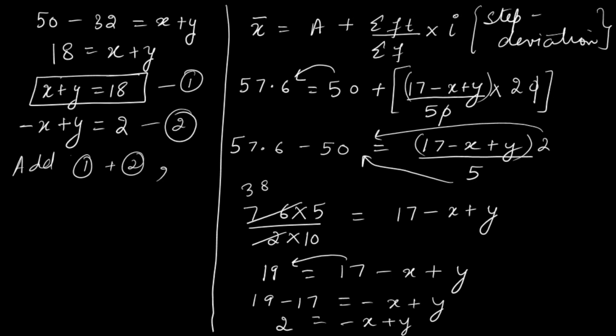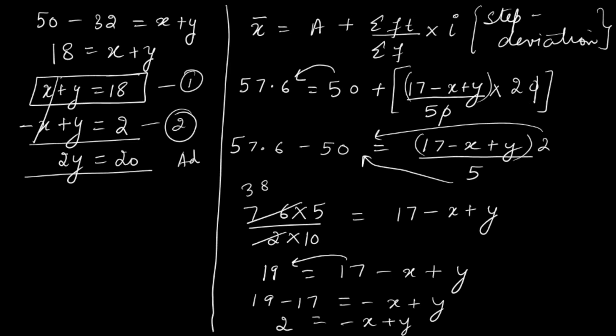When I am adding, plus x and minus x will get cancelled. y plus y is 2y, and 18 plus 2 is 20. I'm just adding the equations, as I wrote already, add 1 and 2. So y's value I'm getting here is 10, because when I shift 2 to the other side, it will get divided. So 20 by 2 is equal to 10. y is equal to 10.